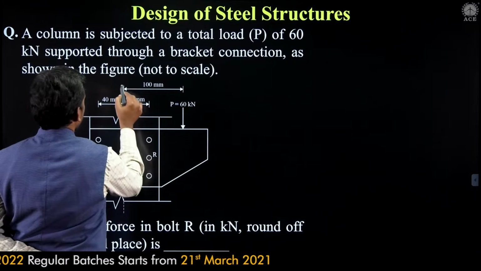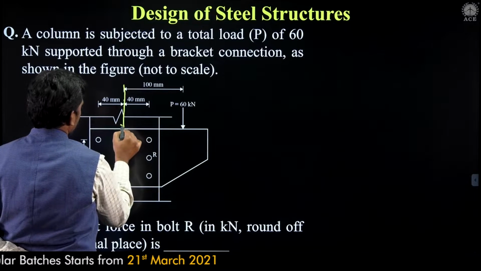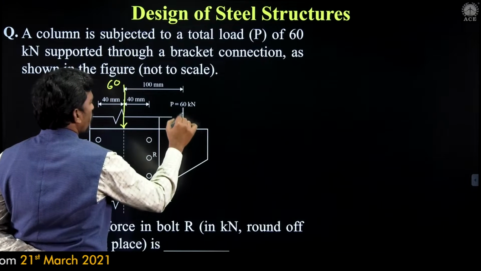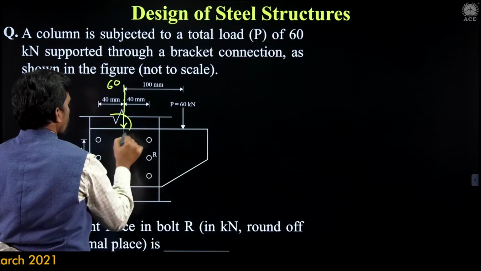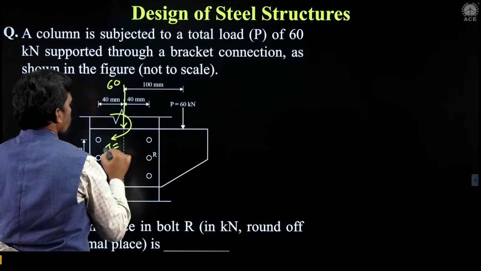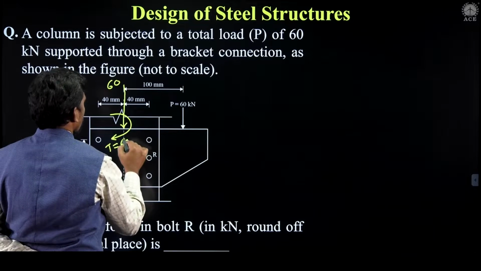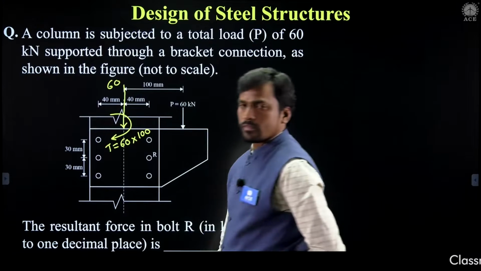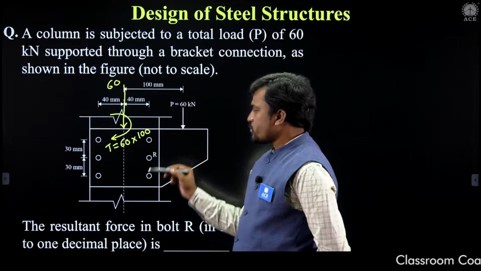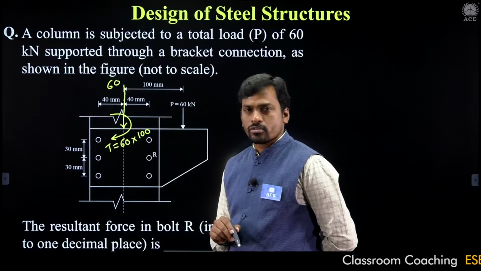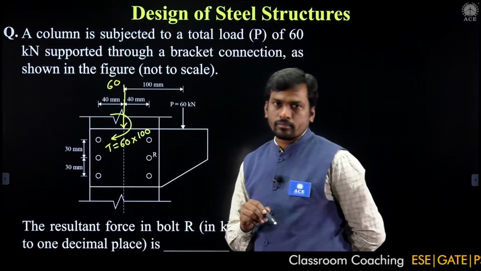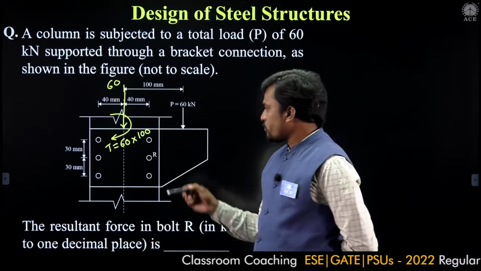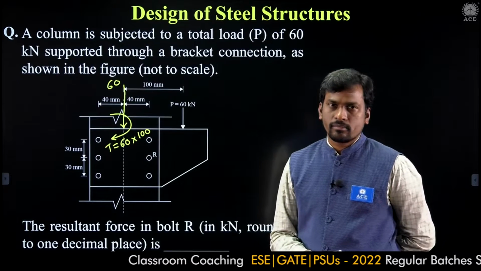So here are two types of forces. The direct load P is 60 kilonewton, and due to bending of the bracket there is a twisting moment, so T equals 60 into 100. The bolt is subjected to shear force due to direct load P, and a second shear force due to twisting moment.